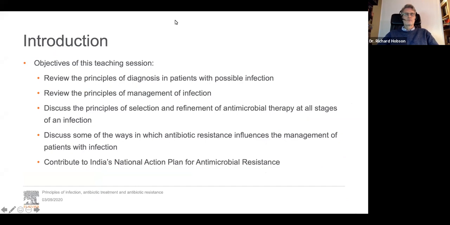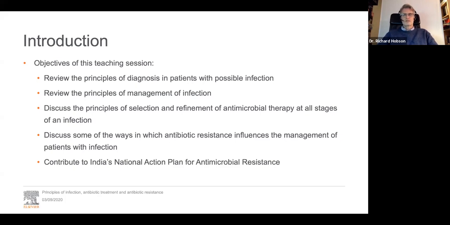are to review some of the principles of diagnosis in patients with possible infections, review some of the principles of management of infection, and principles which are specific to infection rather than other types of clinical presentation, discuss the principles of selection and refinement of antimicrobial therapy, and to discuss a few of the ways in which antibiotic resistance influences the management of infected patients, and in a tiny way to contribute to India's National Action Plan for Antimicrobial Resistance.